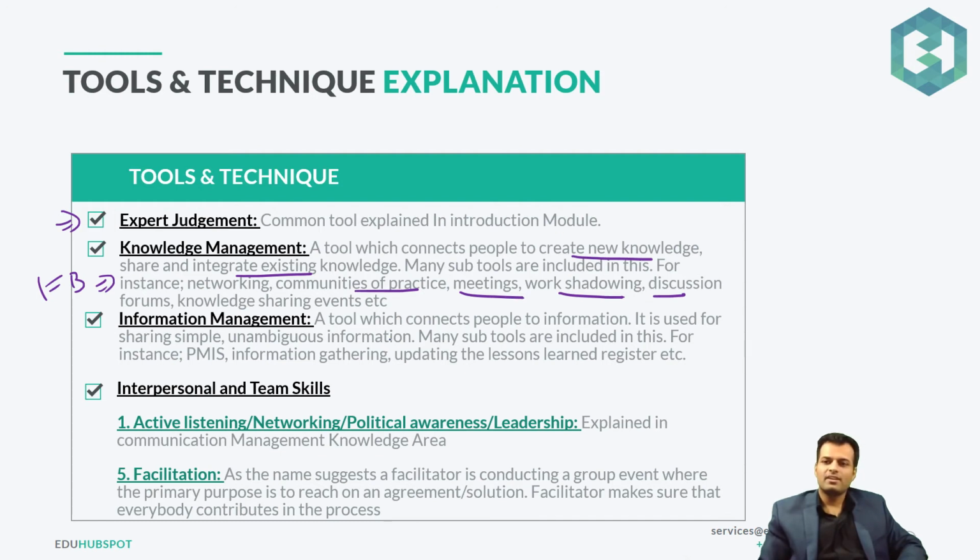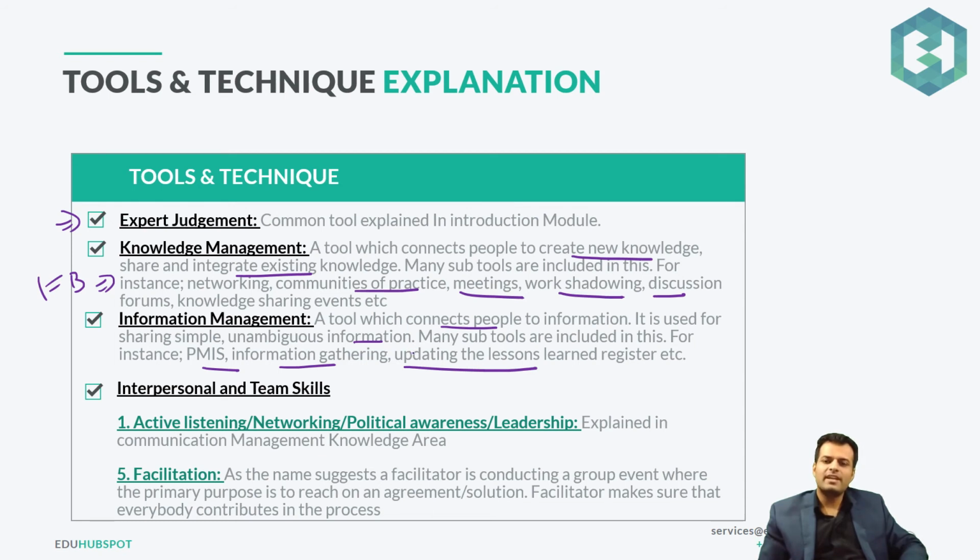Then information management. It's a tool which connects people to information. It is used for sharing simple, unambiguous information. Many subtools are there, for instance, PMIS, information gathering, updating the lessons learned register. So all of those, I would say these are the tools like PMIS, the knowledge base. All of those are actually part of this information management.